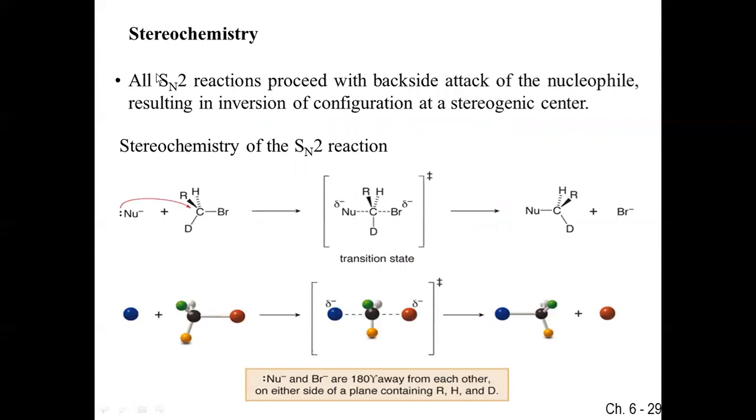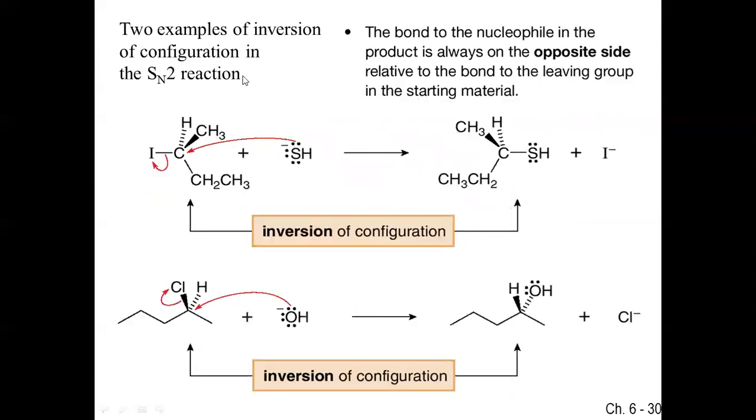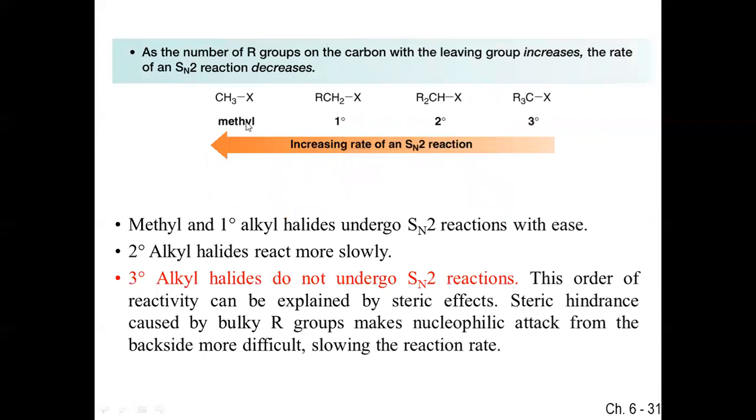Now talking about the stereochemistry, SN2 reactions proceed with backside attack of the nucleophile resulting in inversion of configuration at a stereogenic center. Two examples of inversion have been explained over here. As the number of alkyl groups on the carbon with the leaving group increases, the rate of the SN2 reaction decreases. This is in contrast to the SN1 mechanism. Tertiary alkyl halides do not undergo SN2.